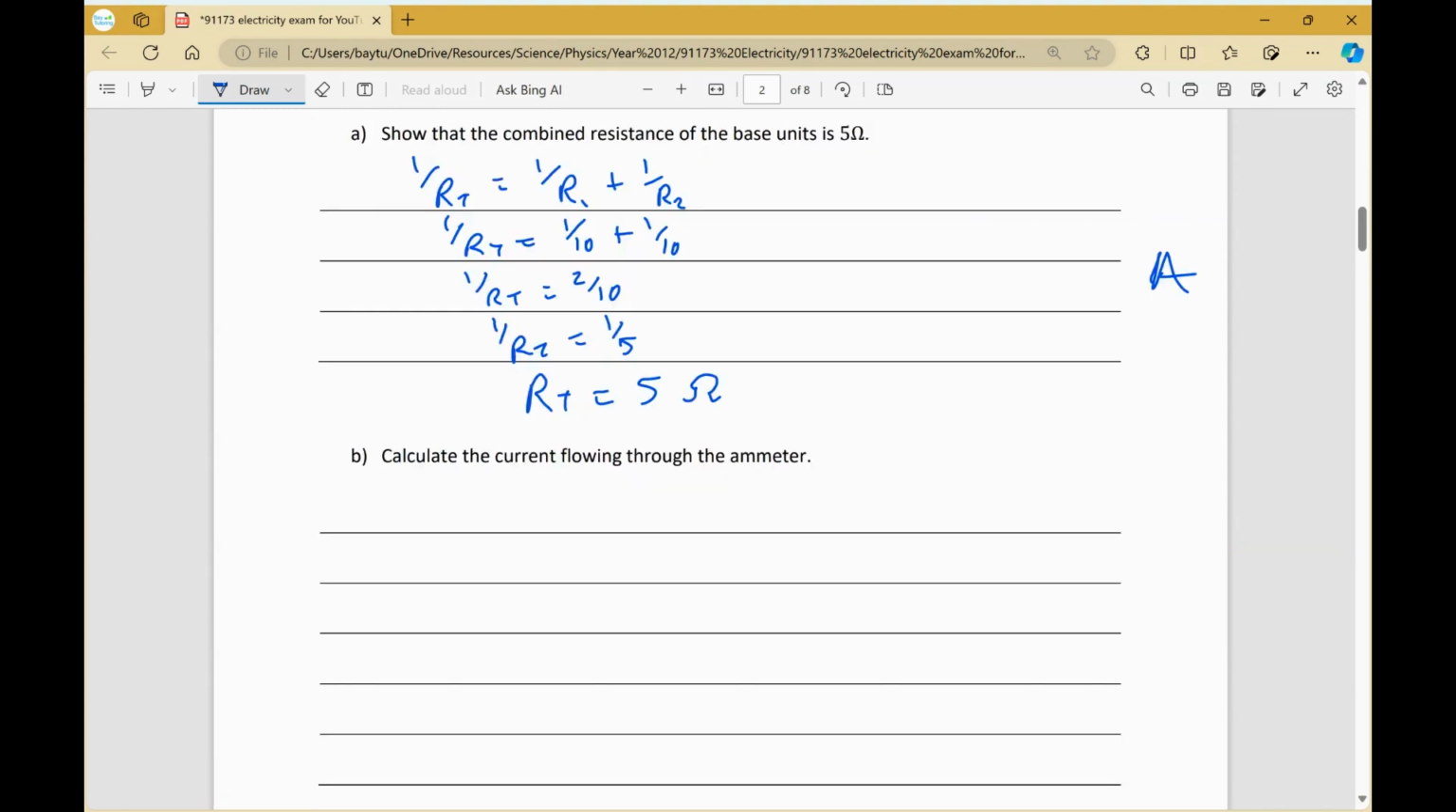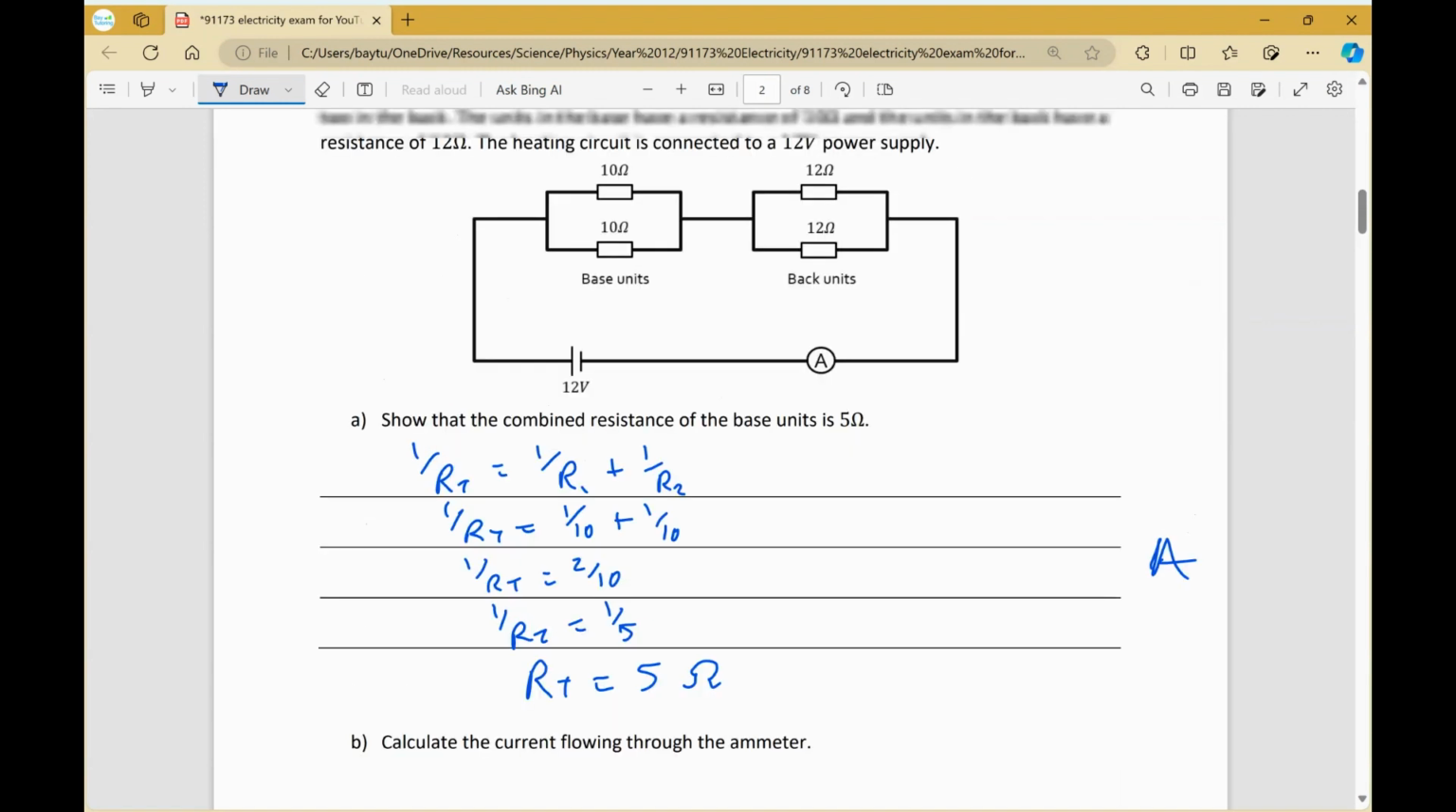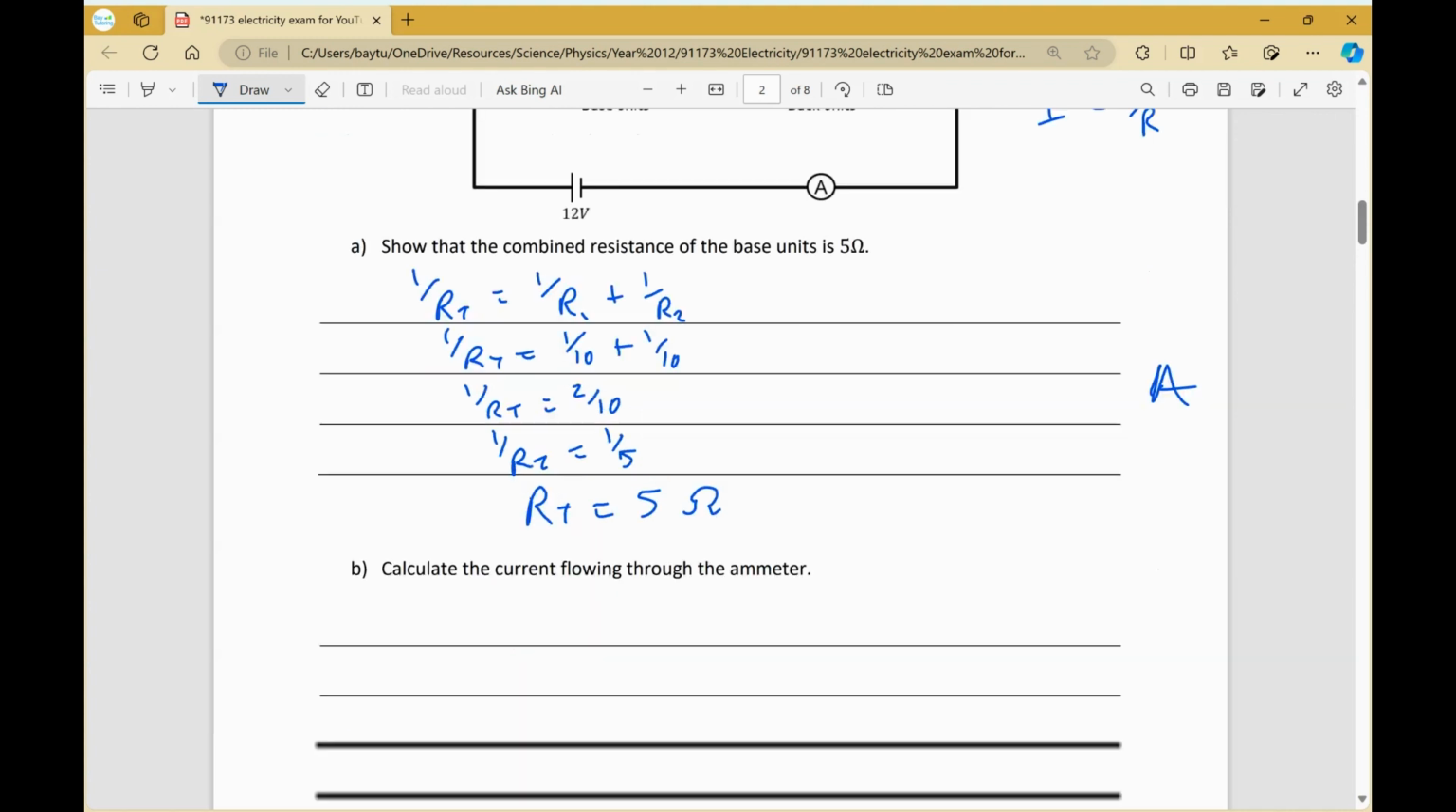Okay, question B now. Calculate the current flowing through the ammeter. So if we just scroll back up, we can see the ammeter is there, placed in series, as an ammeter should be. So we need to find the total current flowing through it. Now we know the voltage in the circuit is 12 volts, and we know we've got these resistors here. So the current will depend on the voltage and the resistance. Using Ohm's law, V equals IR. So we could rearrange that, so I equals V over R. So we'll need to find the total resistance in the circuit first.